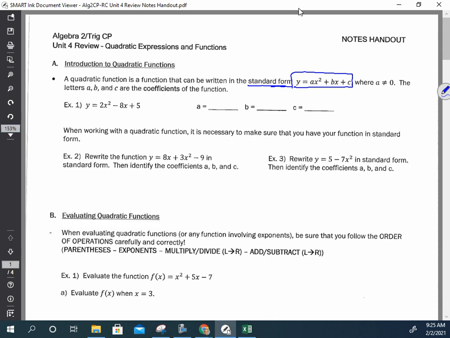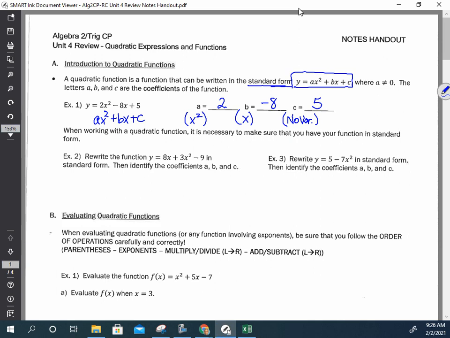Look at the very first function that we have, y equals 2x squared minus 8x plus 5. I'm putting the general formula directly underneath it. A is always in front of x squared, so that's 2. B is always in front of x, so B is equal to negative 8. C is always the number that has no variable attached to it, so that's positive 5.